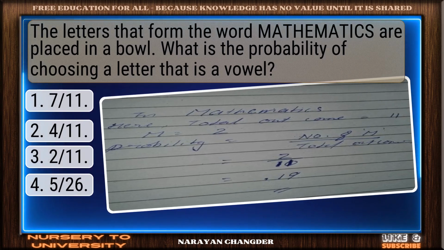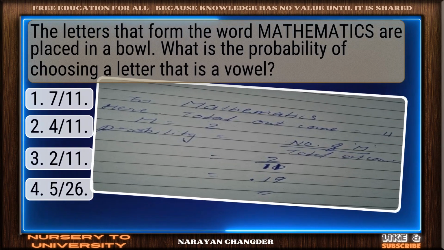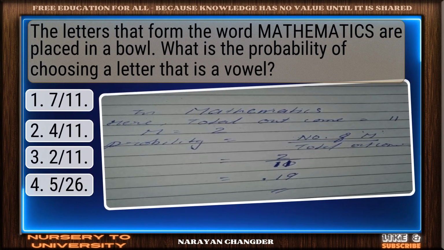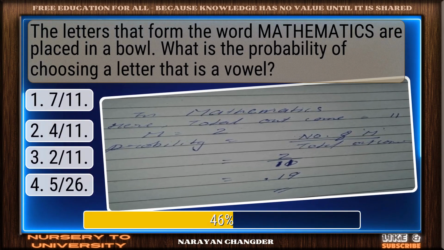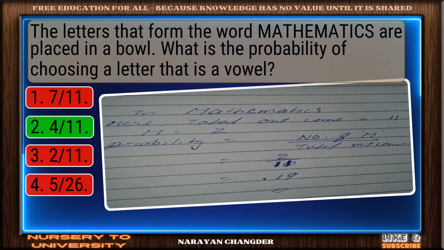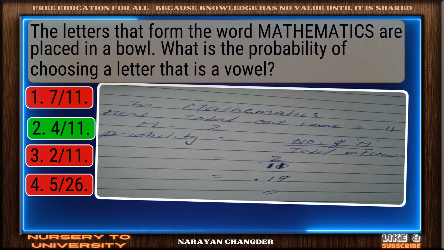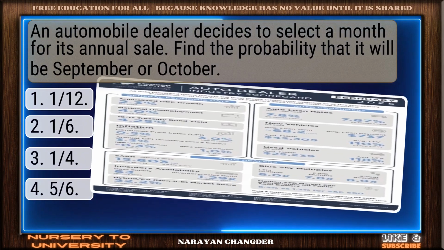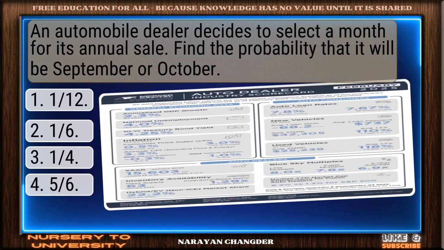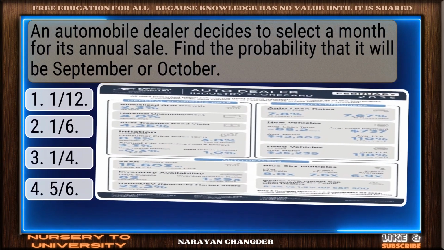The letters that form the word mathematics are placed in a bowl. What is the probability of choosing a letter that is a vowel? Well picked. 4/11 is correct. An automobile dealer decides to select a month for its annual sale. Find the probability that it will be September or October.